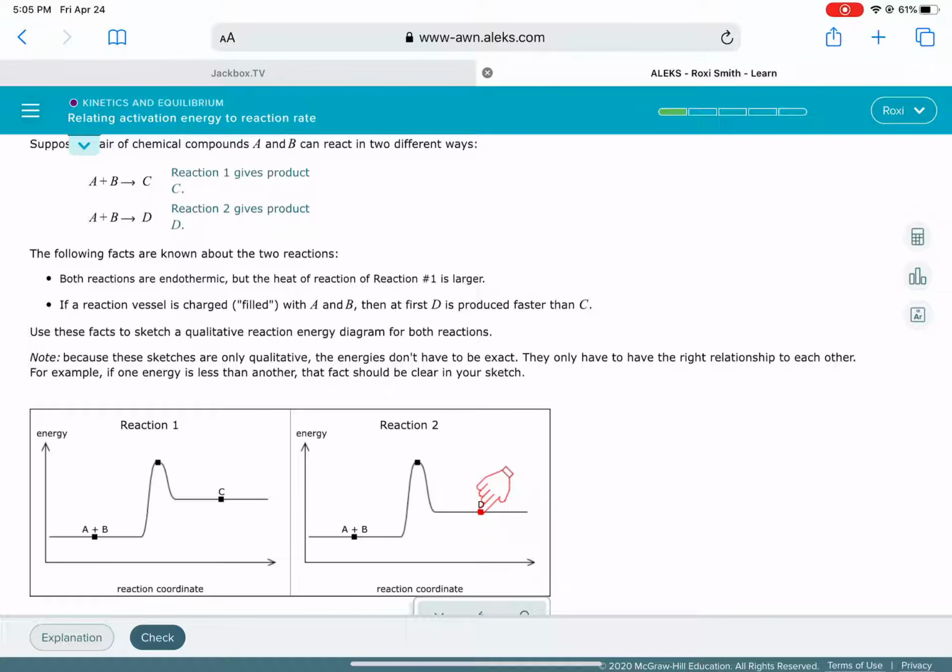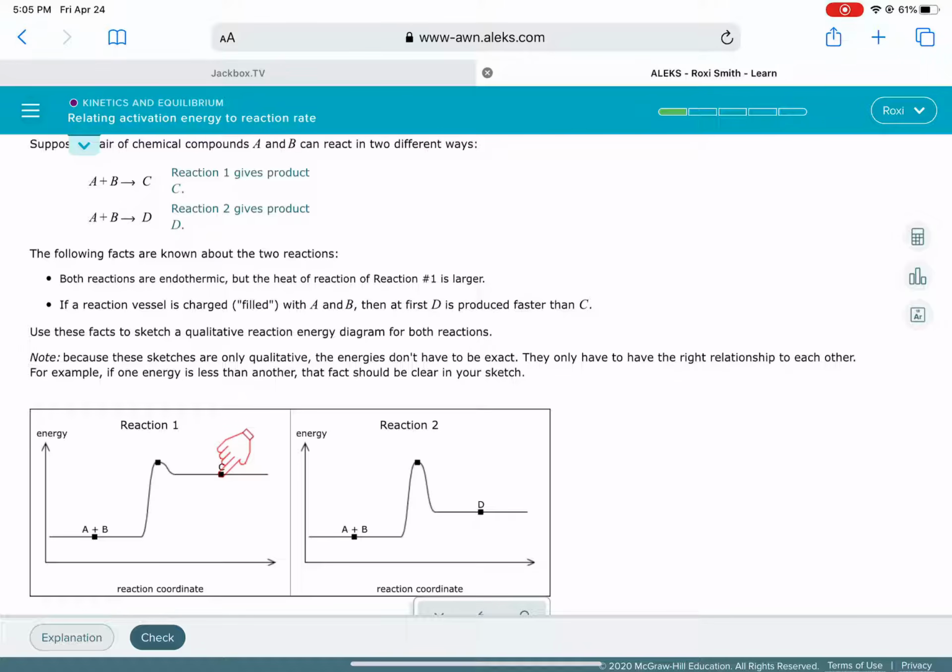Both of them are endothermic. We've got that covered. But the heat of reaction 1 is larger. So that means the difference between the products and the reactants needs to be bigger for reaction 1 than for reaction 2. I've done that. The difference between C and A and B is greater than the difference between D and A and B. And then what else does it say?